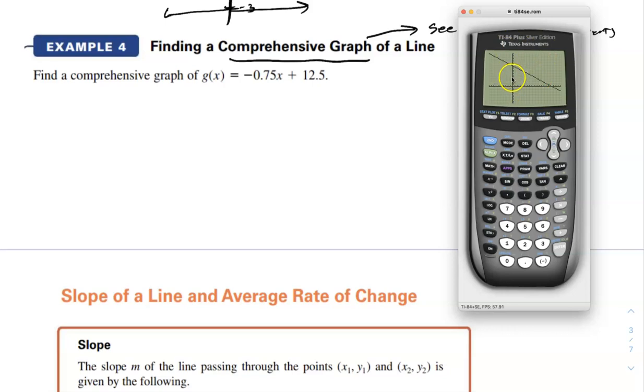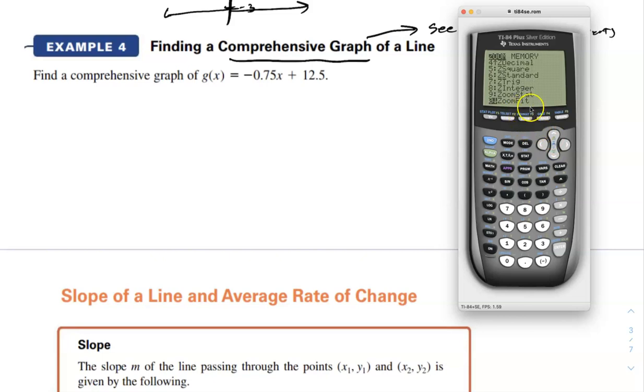So sometimes you've got to play with the windows. A couple other ways to play with the windows. Again, if I put zoom standard 6, I go back to negative 10 to 10. Always a good thing to do after you're done with your problem. And then sometimes you can also do zoom fit. You scroll down to zoom fit.